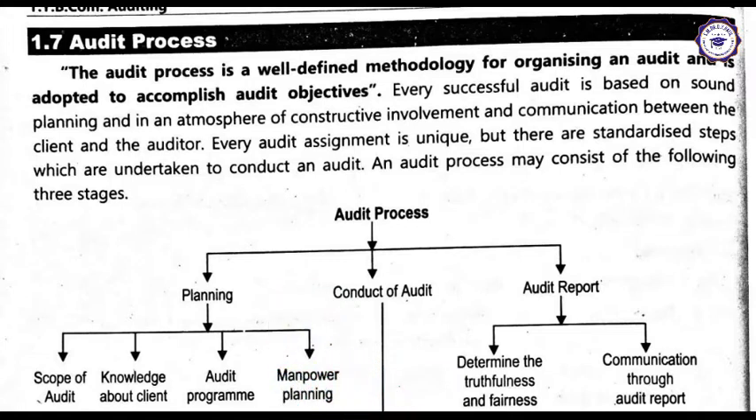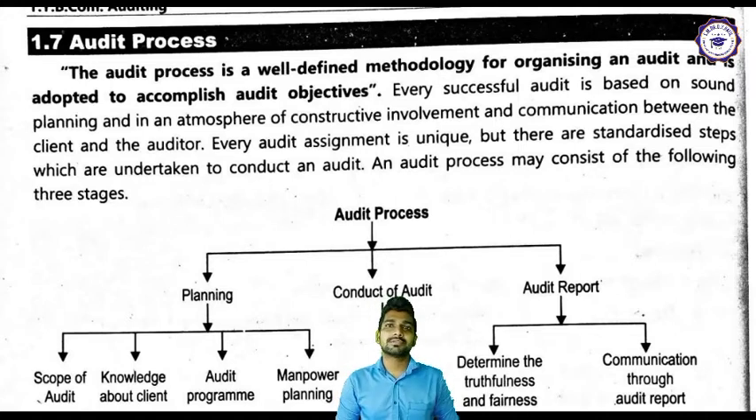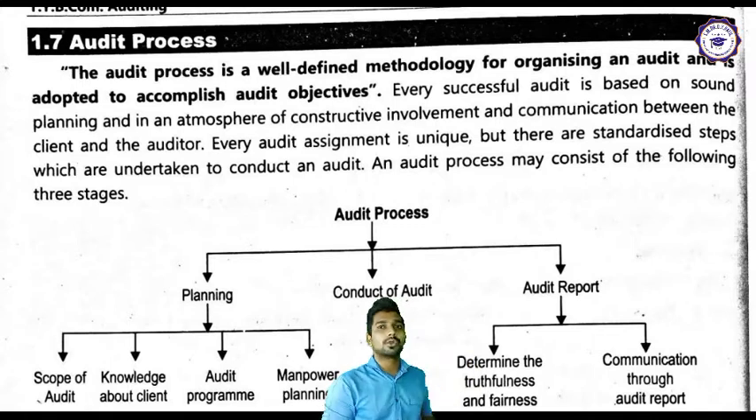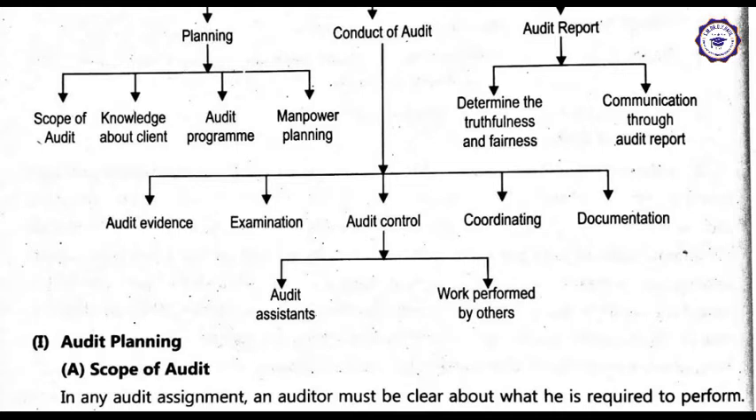And further, the planning is classified as scope of audit, knowledge about client, audit program, manpower planning. And the conduct of audit is classified as audit evidence, examination, audit control, coordinating, and documentation. And audit control is classified as audit assistance and work performed by others. And audit report is further classified as determine the influence, determine the truthfulness and fairness, and communication through audit report. So let's start with our point, that is audit planning.